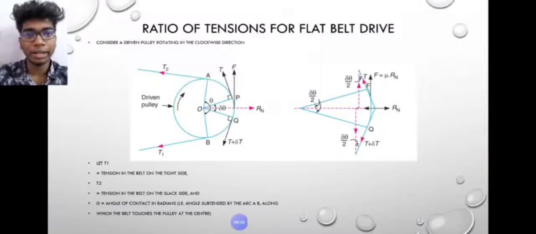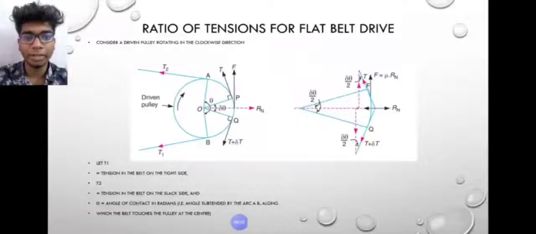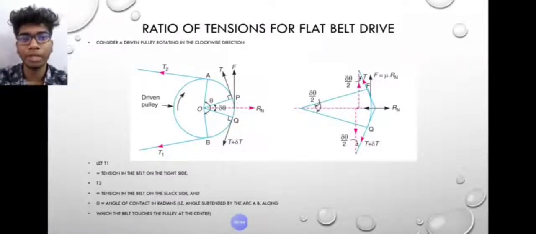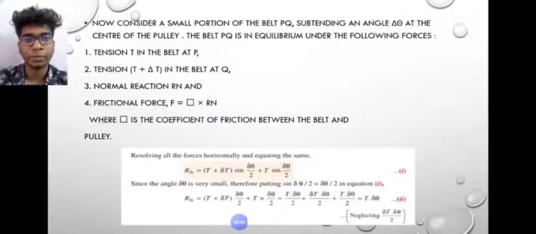Consider a driven pulley rotating in the clockwise direction as shown in the diagram given below. Let T1 be the tension in the belt on the tight side and T2 be the tension in the belt on the slack side, and theta be the angle of contact in radians, that is, the angle subtended by the arc AB along which the belt touches the pulley at the center.